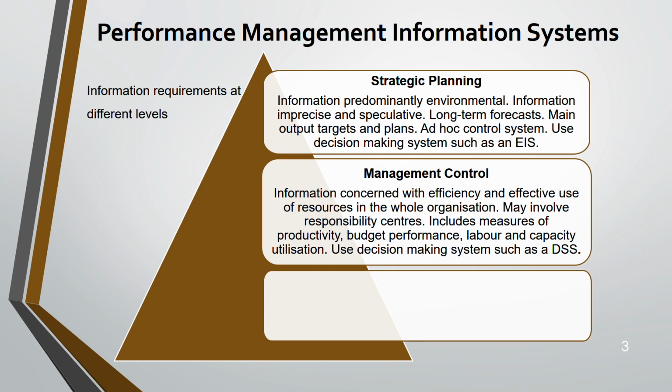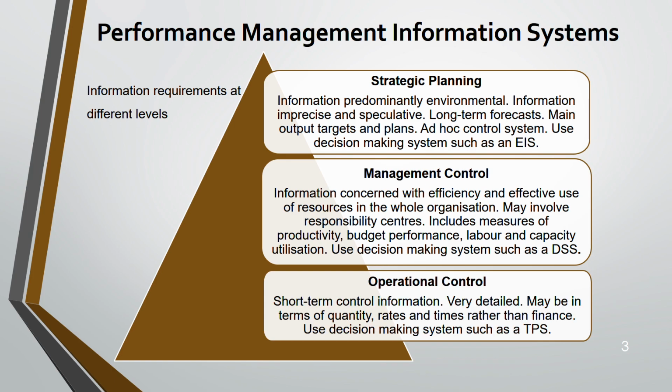Next is management control, the mid level. All the things that are decided by the strategic level are implemented by the management level. Here information is required to see whether you are making an efficient use of the resources. For example, the measures that they might want to know are the productivity level, the budget performance, how the labor is utilized, and the capacity utilization, whether we are running short of it. The decision making system here is DSS. We are going to cover what EIS and DSS are a little bit later.